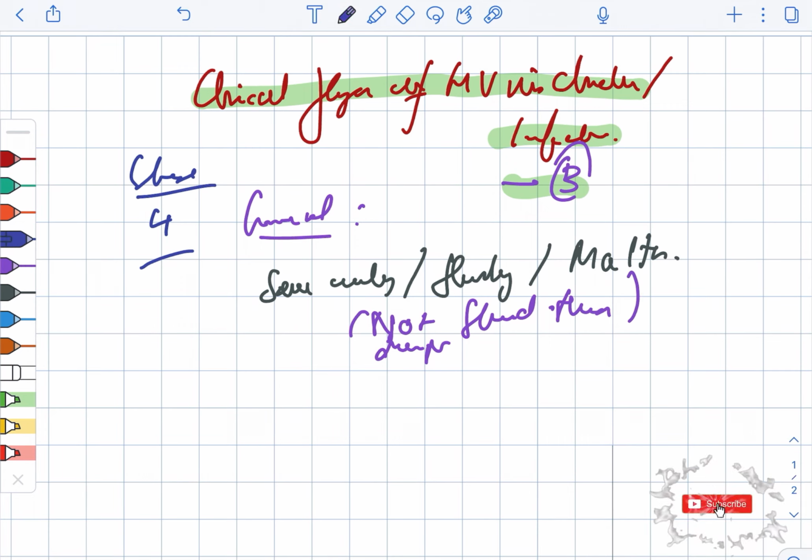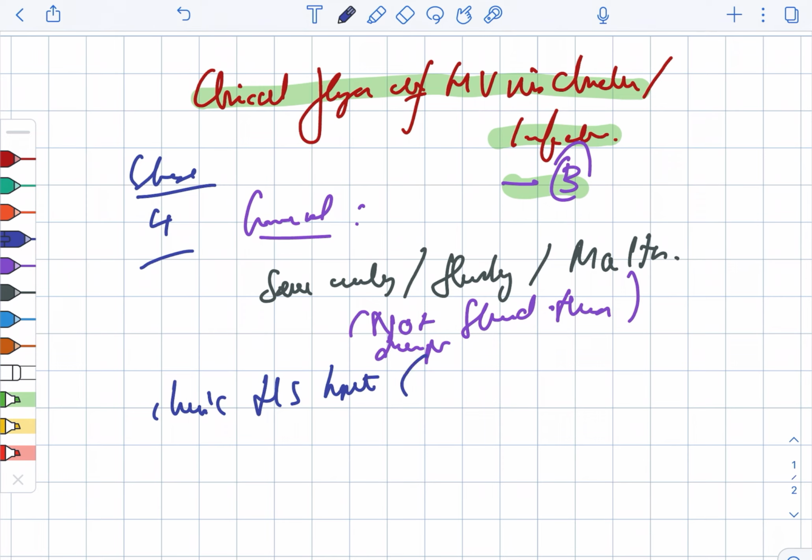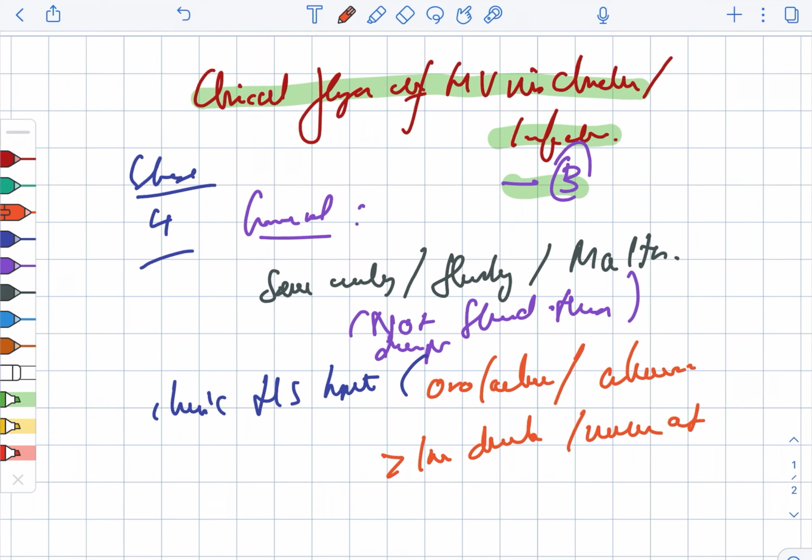Then there is also chronic herpes simplex infection. This is mainly orolabial as well as cutaneous of more than 1 month duration, or visceral at any site.